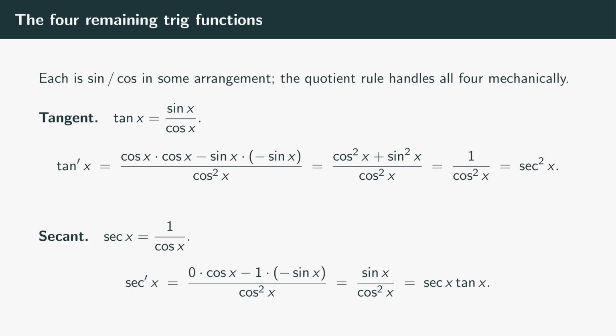Secant next. Secant is 1 over cosine, quotient rule. Derivative of 1 is 0, so the first term in the numerator vanishes. The second term is minus 1 times the derivative of cosine, which is minus 1 times minus sine equals sine. Divide by cosine squared. Sine over cosine squared splits as 1 over cosine times sine over cosine, which is secant times tangent. The derivative of secant is secant times tangent. 2 down, 2 to go.